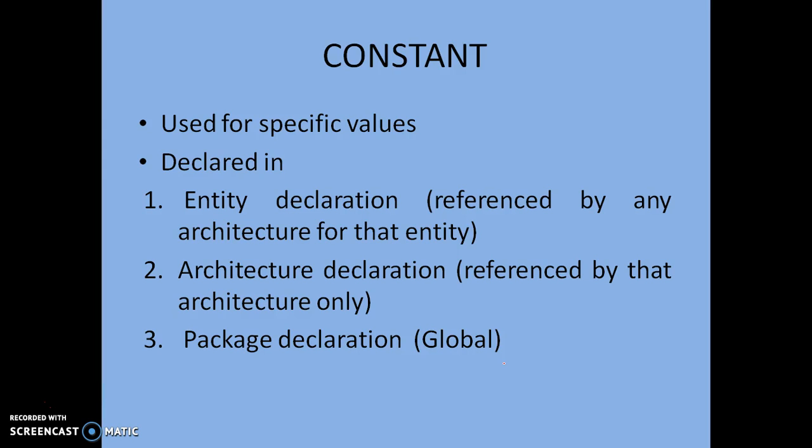Then we have the constant. The third data object is a constant, used for a specific value. Means if suppose x, wherever you are referring in the program, is assigned a constant value of say 5 milliseconds, that is a time, then that x is declared with 5 milliseconds only. It is declared in entity declaration, referred to by any architecture for that entity, then architecture declaration, referred to by that architecture only, and package declaration. So it is similar to the signal.